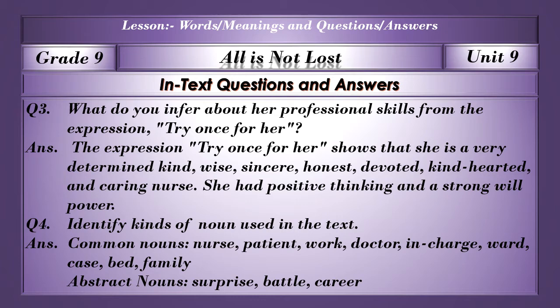Question number 4. Identify kinds of noun used in the text. The first kind is common noun. Common nouns in this part of the lesson are nurse, patient, work, doctor, in charge, ward, case, bed, family. And another kind is abstract nouns. Abstract nouns are surprise, battle, career.